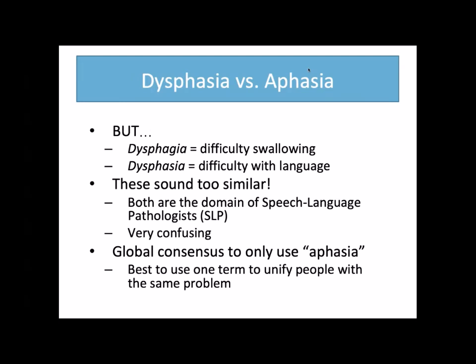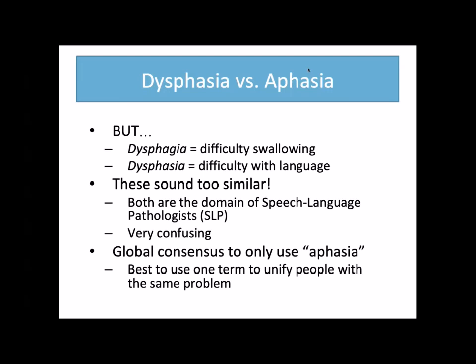However, there's another condition called dysphagia, which is difficulty swallowing. And dysphagia and dysphasia sound way too similar. And they're both part of the speech language pathologist's work. And this would get very, very confusing. So whether it's dysphagia with a G or dysphasia with an S, we're just not going to talk about difficulty with language. We're going to use the word aphasia.